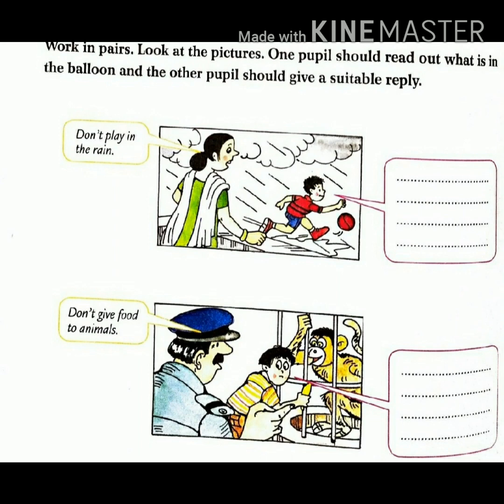Work in pairs. Look at the pictures. One pupil should read out what is in the balloon and the other pupil should give a suitable reply. So let's do this exercise now. Don't play in the rain. No, I won't. Don't give food to animals. No, I won't.